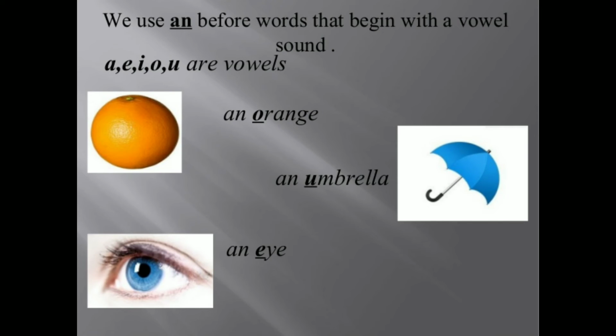Next, an is used before a word that begins with a vowel sound. You know A, E, I, O, U are vowels, so before vowels we will use the article an. You can see that in the examples. An orange, O is a vowel, so before orange we have used an. An umbrella, U is a vowel, so we have used an. An egg, E is a vowel, so again we will write an here.